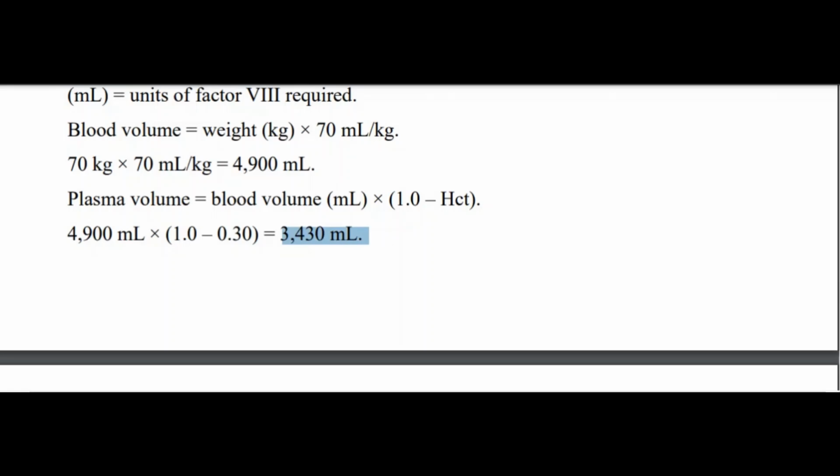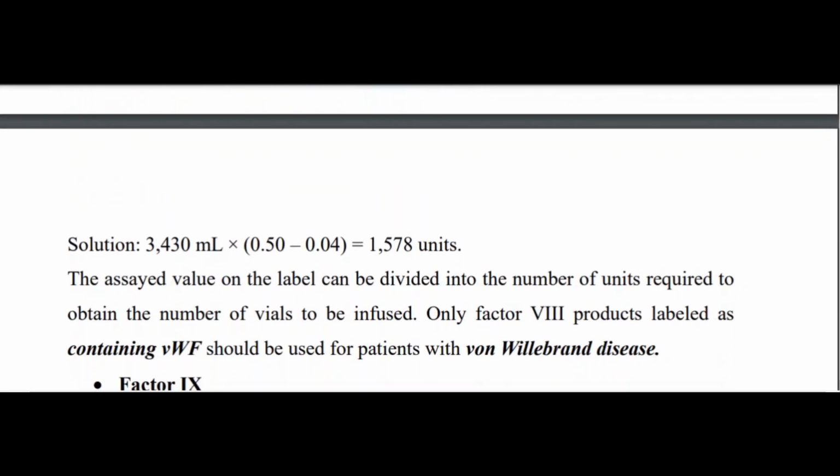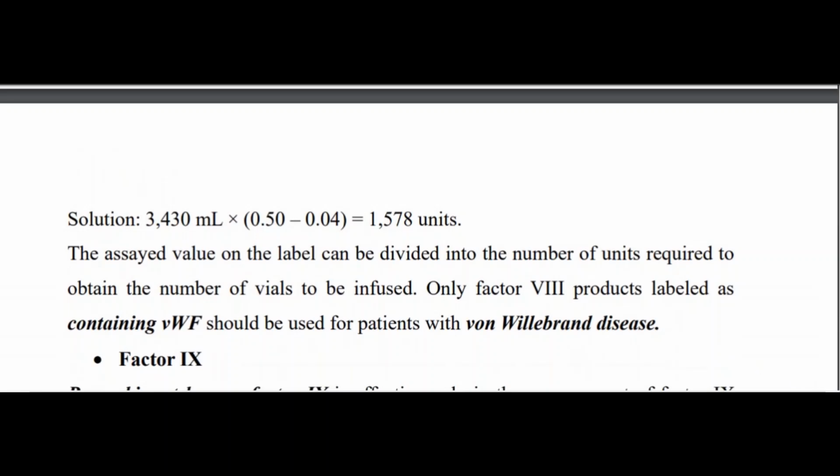So we can calculate plasma volume from whole blood volume by removing the portion occupied by blood cells, which is the hematocrit. And then we have now gotten the plasma volume of the patient. Now it is very easy to calculate how many units should be transfused.